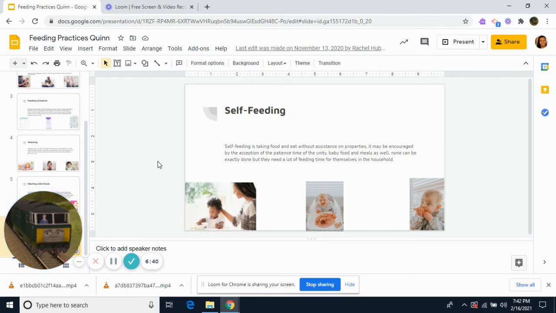All right, self feeding. Babies can often self feed whenever they get older or something like that. Self-feeding is taking food and eating without assistance. It may be encouraged with baby foods and meals as well. They need a lot of feeding time for themselves in the household. How old can babies do self feeding? Let me know in the comments.